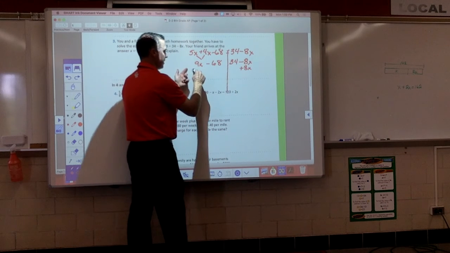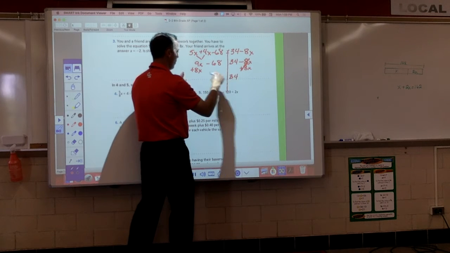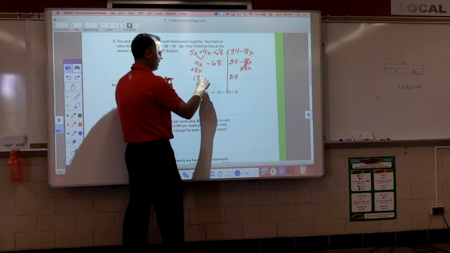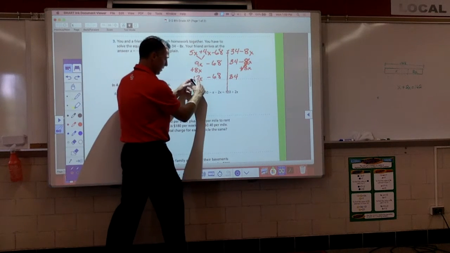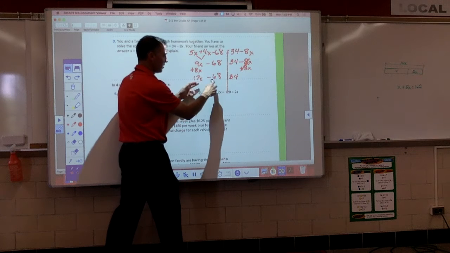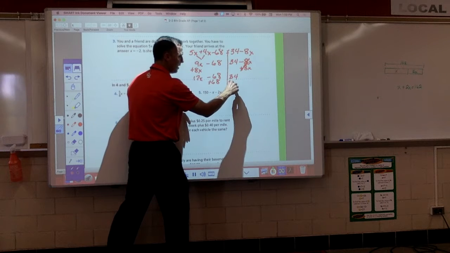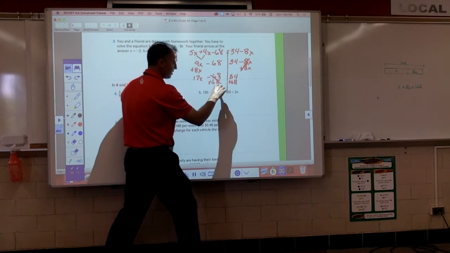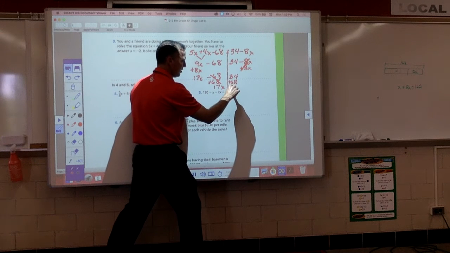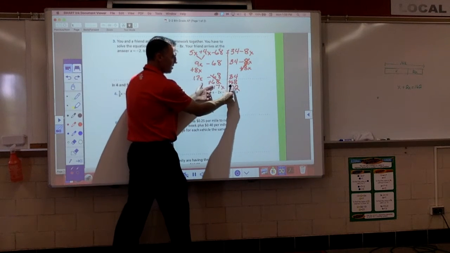So I add 8x to both sides. This is gone. Now I got 34. This is 17x minus 68. Next step, variable term, constant term. They're together. They shouldn't be. Get rid of the one by adding the constant term to the other side. So now this is 17x. Over here is 102. Last step, we have 17x equal to 102.